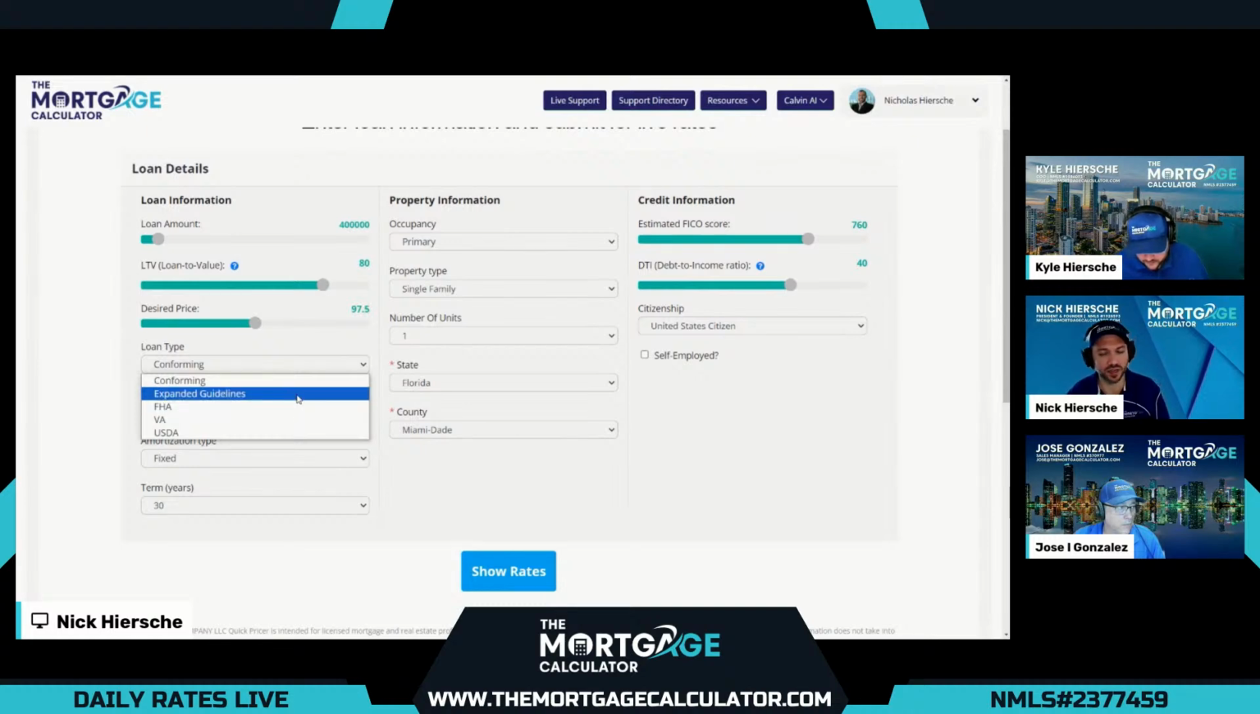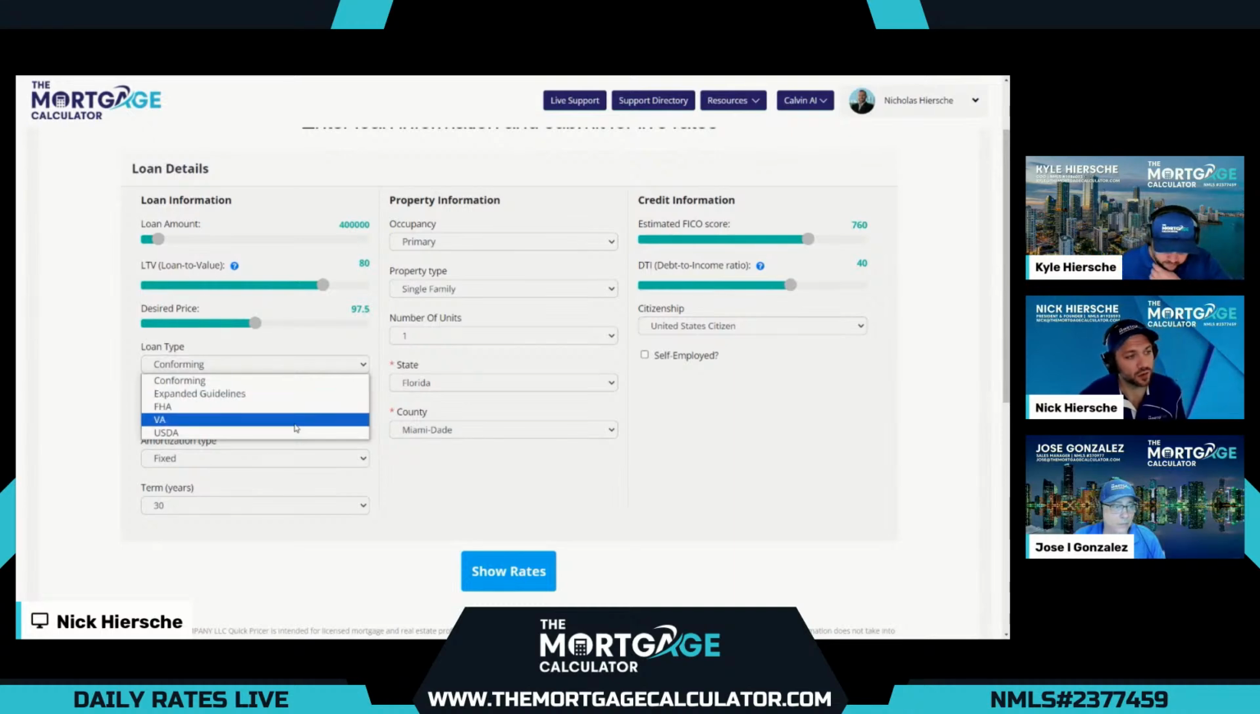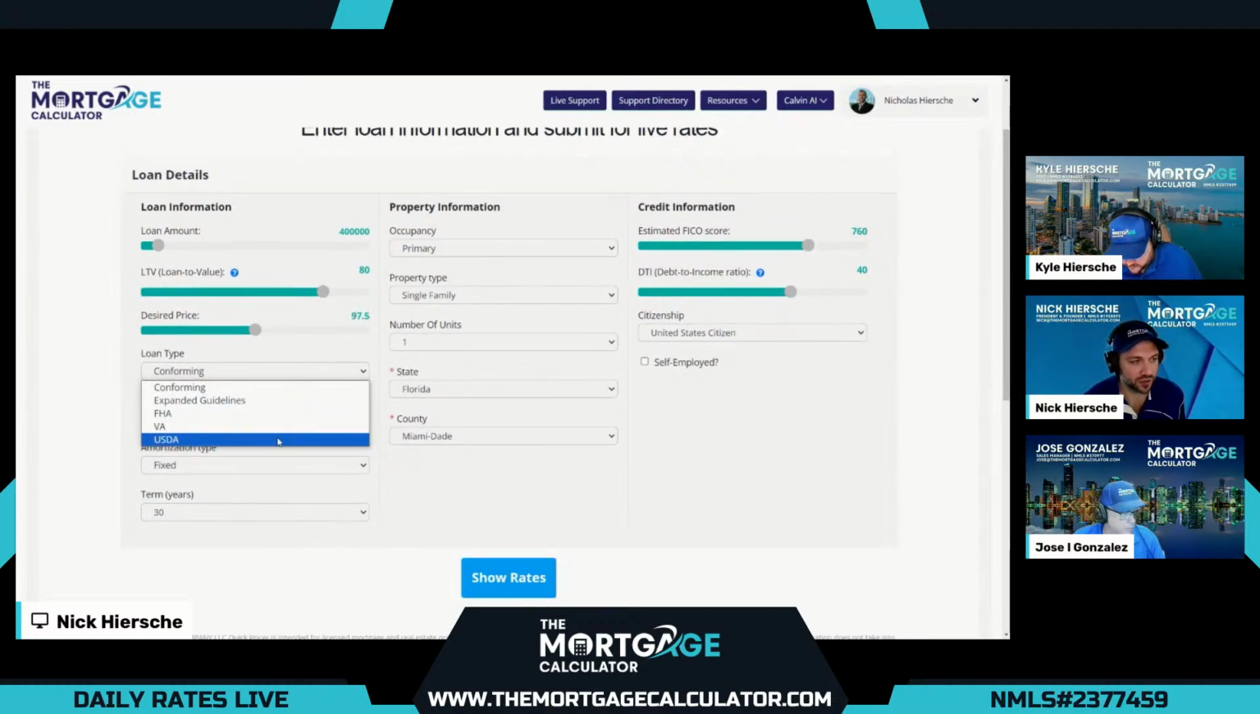And then we'll go into expanded guidelines, also known as non-QM, where we have over 5,000 additional loan programs using alternative income. We also offer VA and USDA. VA is only for eligible vets and active service members. If you are, just let us know. And USDA is only for eligible properties. If you do happen to be looking in those places, just let us know.